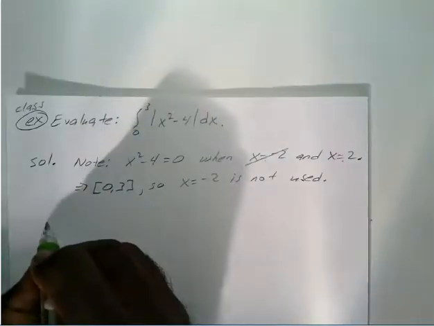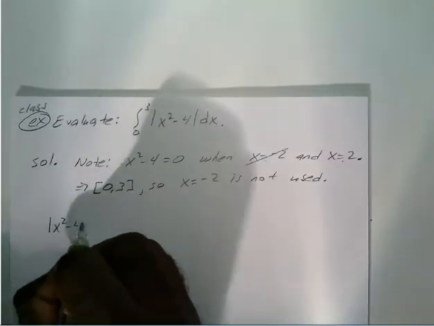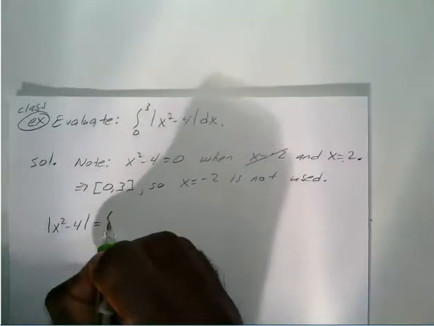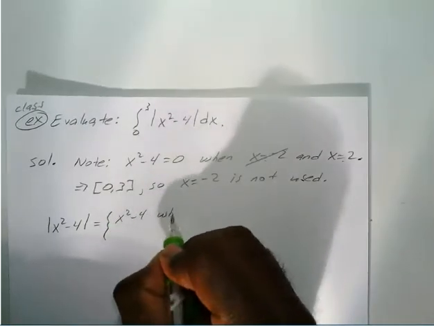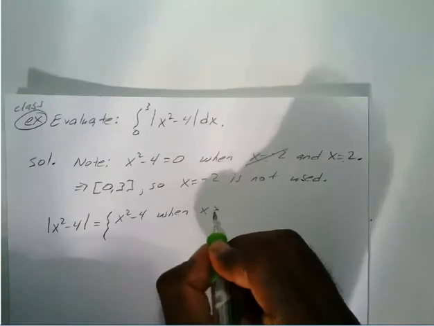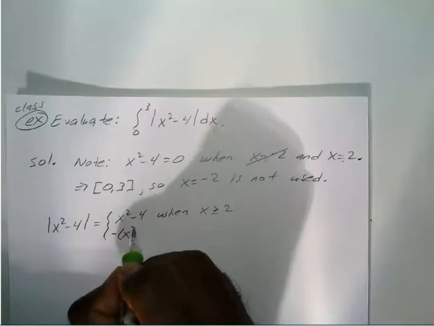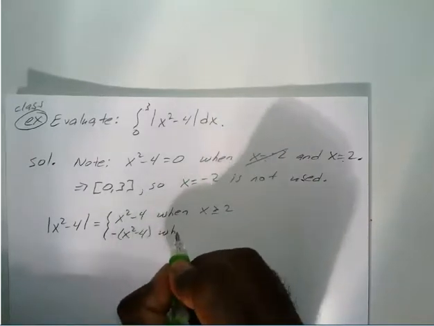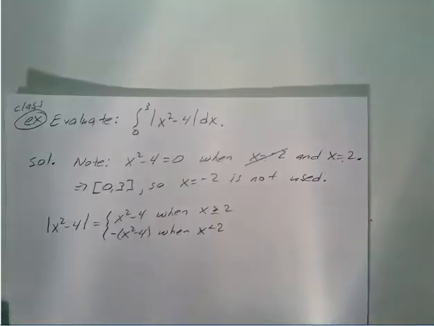Okay, so using our absolute value definition again, the absolute value of x squared minus 4 is equal to x squared minus 4 when x is greater than or equal to 2, or negative x squared minus 4 when x is less than 2. All right, so now we can go ahead and set this up as an integral.